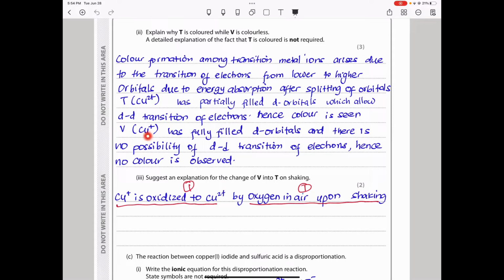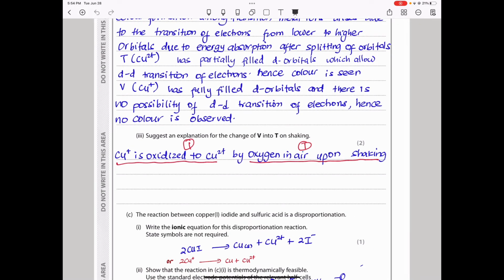And then V, which is copper 1, has fully filled orbitals. It's 3d10, so there is no space for these electrons to transition, even if the ligands have split the d orbitals, so color is not observed.